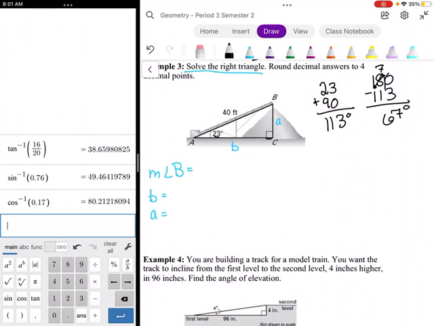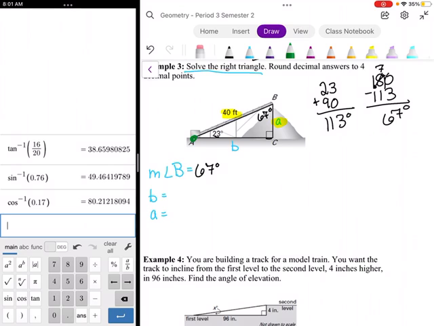So we know the measure of angle B is going to be 67 degrees. Now we need to find our missing side lengths. So I'm going to solve in order. I'm going to find A first. And you always want to highlight one that we're looking for and one that you know the side of.